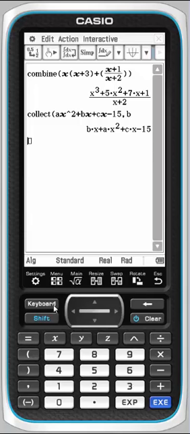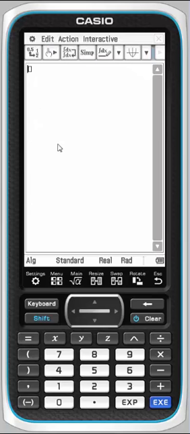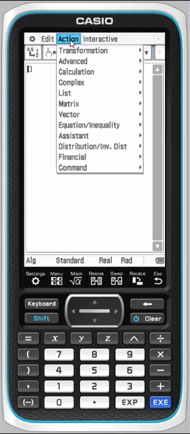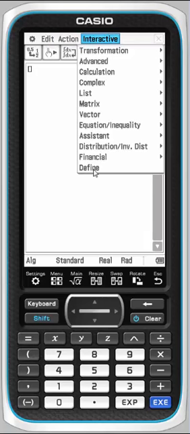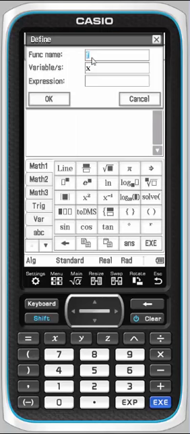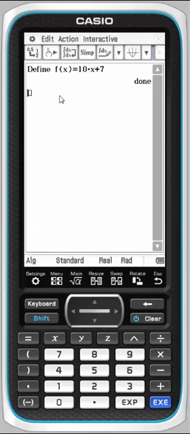Another really nice feature, I'll clear the screen again, another really nice feature under Action, actually under Interactive it may be easiest to find, define, we can give a function a name, tell it what the variable is, and fill out an expression. So let's say that I have a function called f, and x will be my variable, and I want it to be 10x plus 7. Press OK. So it will define f of x to be 10x plus 7, and you know that this worked when it says the word done.